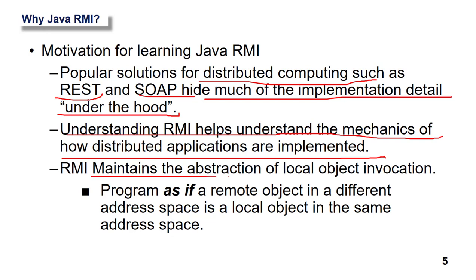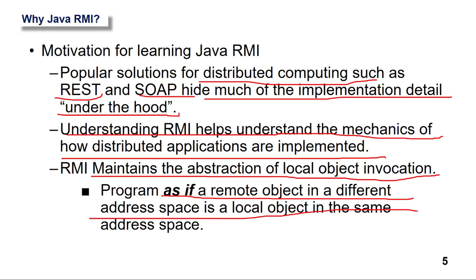RMI maintains the abstraction of local object invocation. It essentially enables programs to run as if a remote object in a different address space is a local object in the same address space. And this is essentially what a good distributed architecture enables programmers to do.